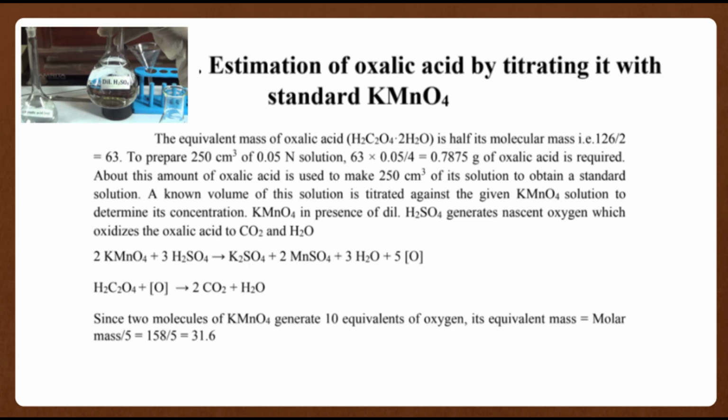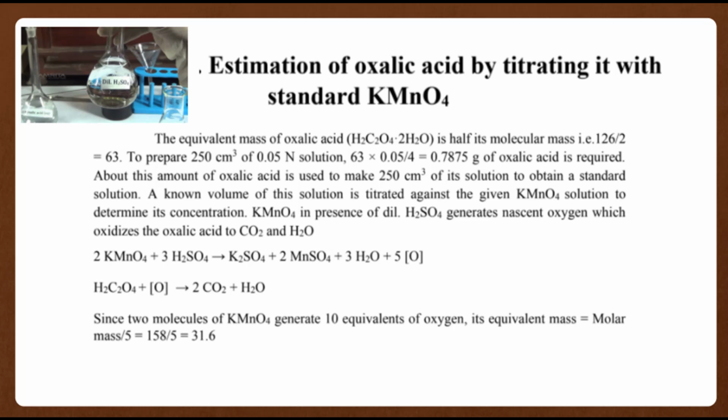KMnO4 present in dilute H2SO4 generates nascent oxygen, which oxidizes the oxalic acid to CO2 and H2O. The reactions are 2 KMnO4 plus 3 H2SO4 giving K2SO4 plus 2 MnSO4 plus 3 H2O plus 5 O. H2C2O4 plus O gives 2 CO2 plus H2O. Since 2 molecules of KMnO4 generate 10 equivalents of oxygen, its equivalent mass is equal to molar mass by 5, which is equal to 158 by 5, which is equal to 31.6.